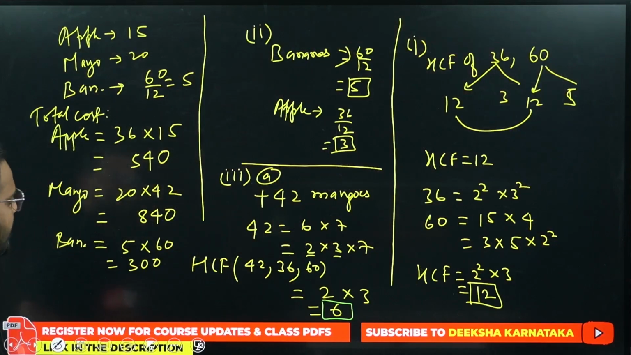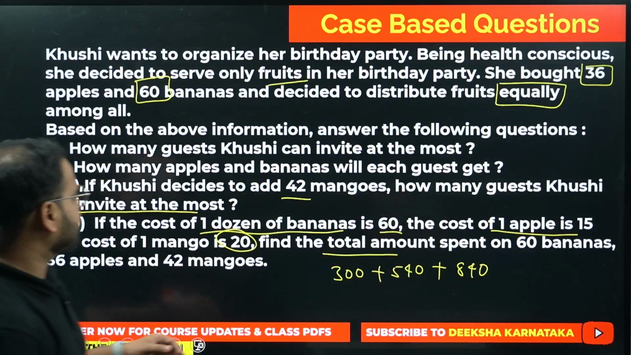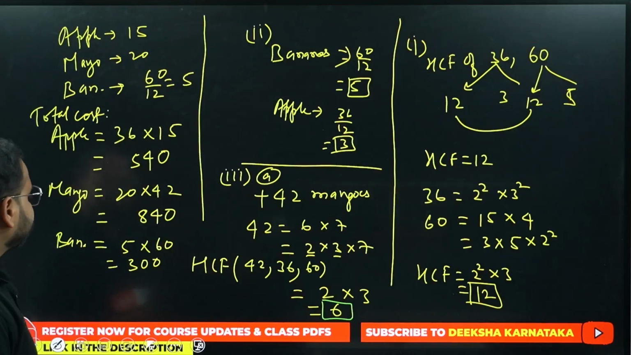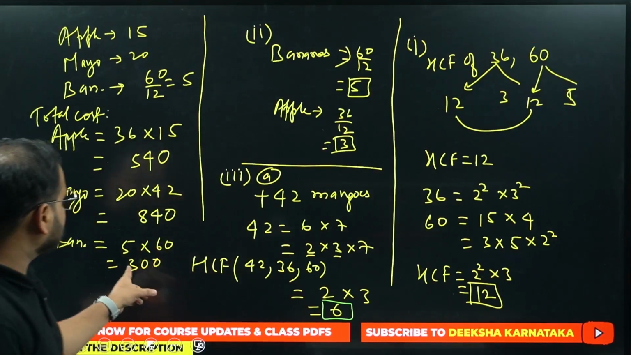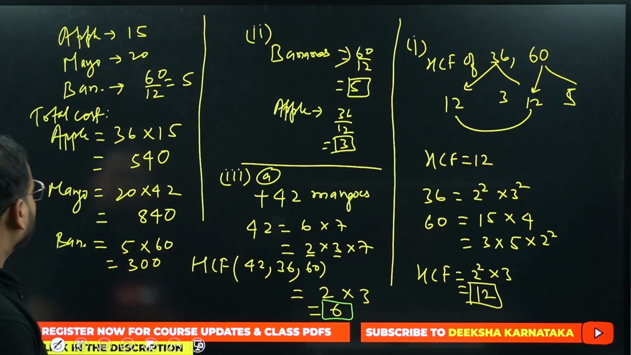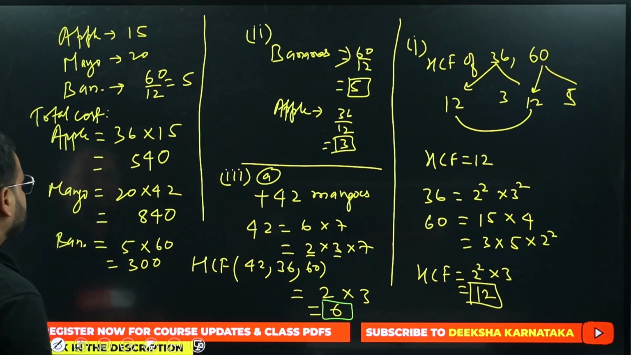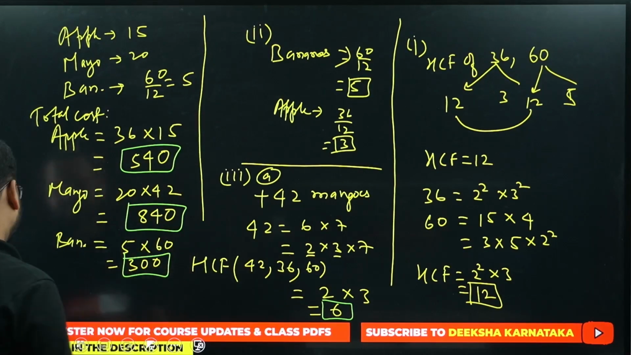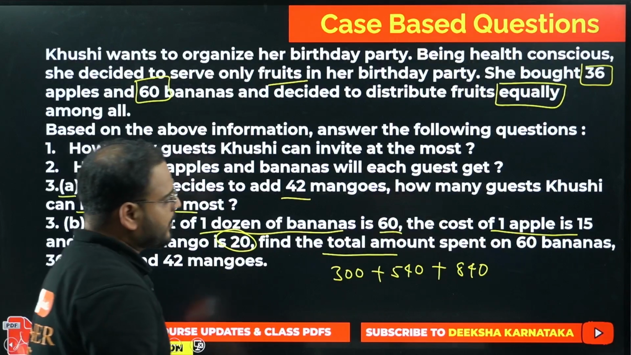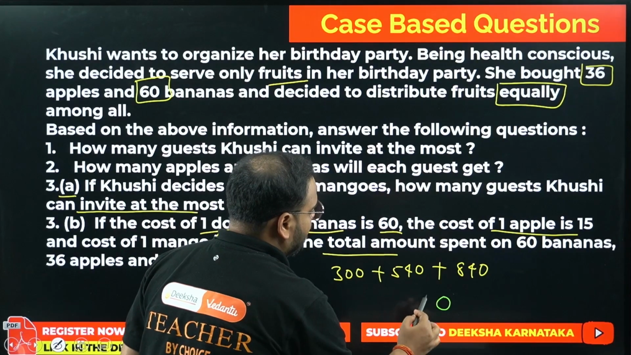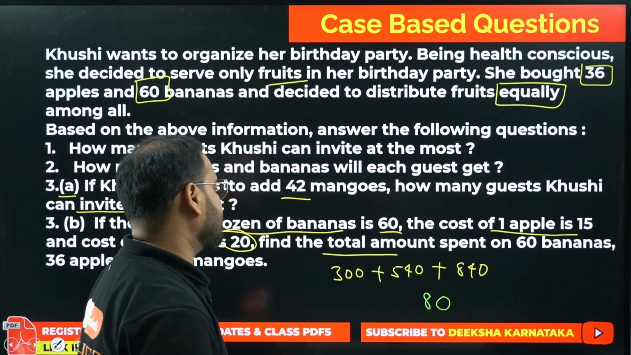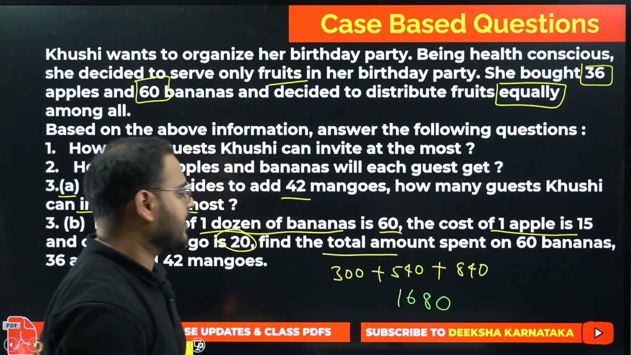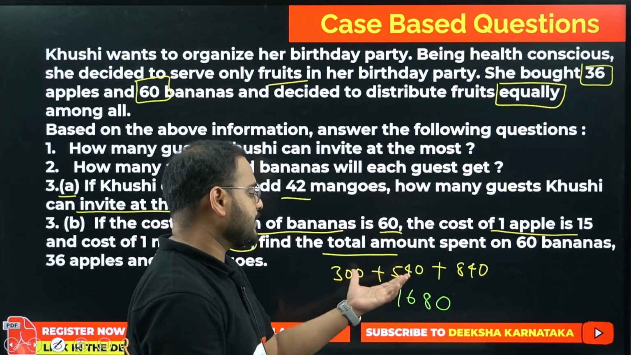Yes. Okay. 60 bananas she has bought. Yes, each banana is costing 5 rupees. Correct. So this is the case. Yeah, all is true. The numbers I'll highlight again. These are the numbers. 540 for apple. For mango it is 840. For the banana it is 300. So if you go back and add all of this, what are you gonna get? 0, 4 is 4, 8 plus 5 is 13, plus 3 is 16. So 8 plus 8, 16.